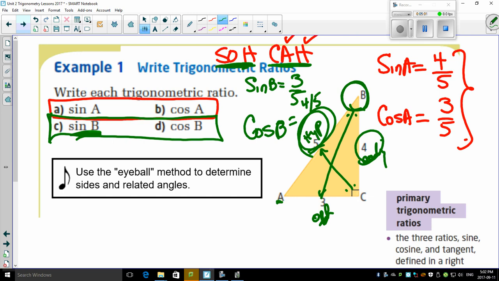Again, probably the most important thing to notice is what your reference angle is doing, and of course, drawing your triangle based on the reference angle. That's probably the most important thing, is to do a proper setup.